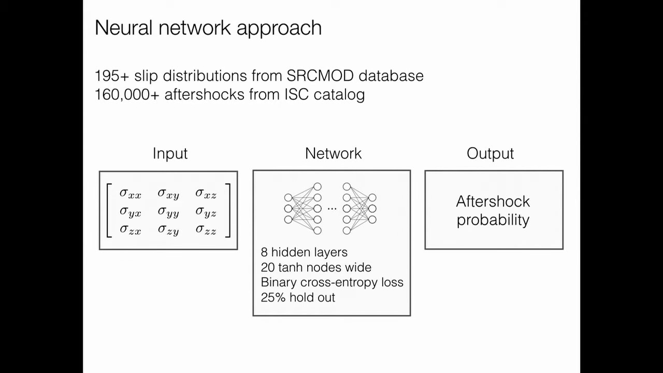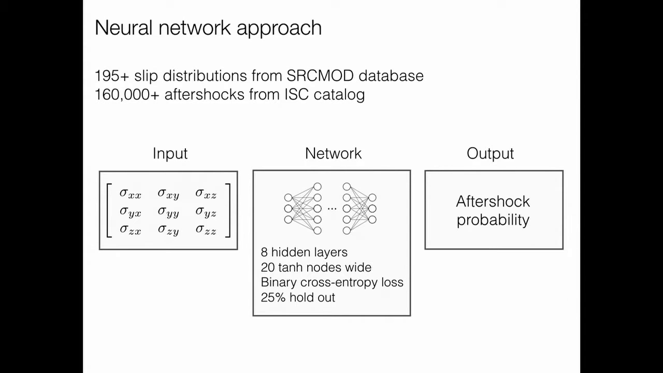Then we trained, again, fully connected networks with features that were just the raw static stress changes at the centroid of each grid cell, and corresponding labels that were just a 0 or a 1, depending on whether or not that grid cell experienced an aftershock in the year after the earthquake. Once trained, the output of these binary classifiers is between 0 and 1, and it's often interpreted as a probability-like value.